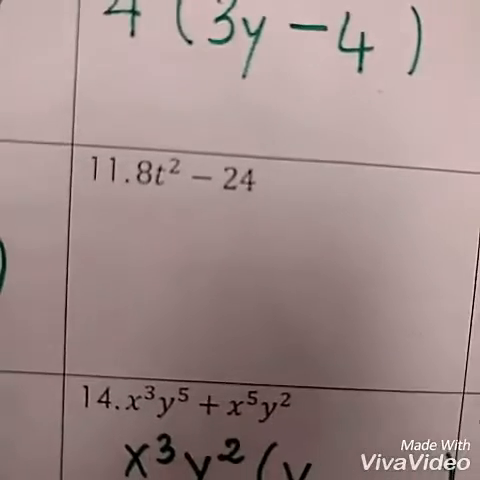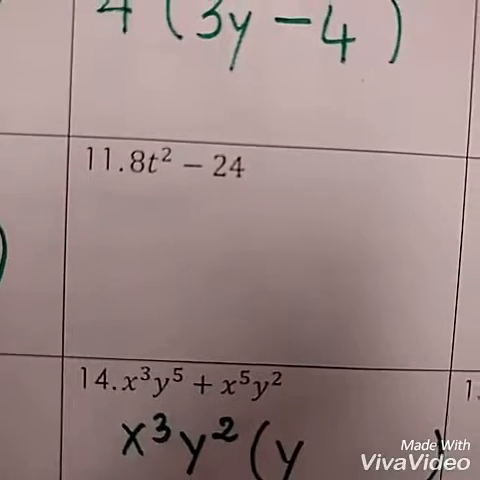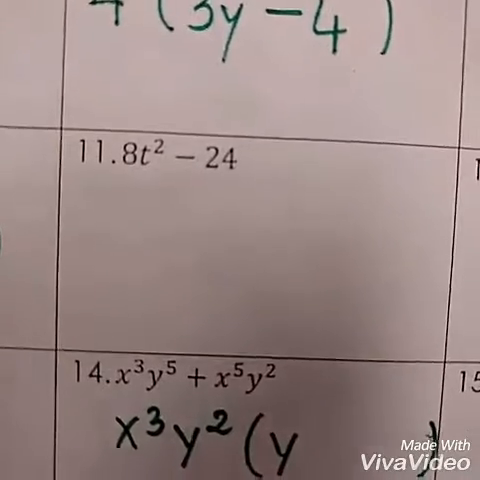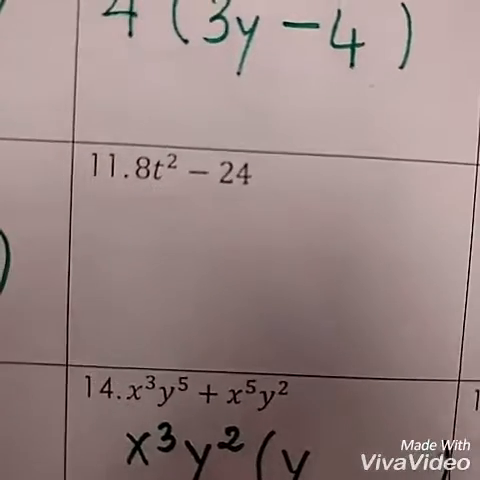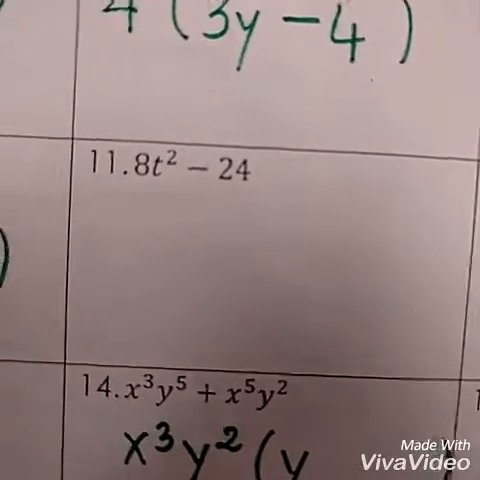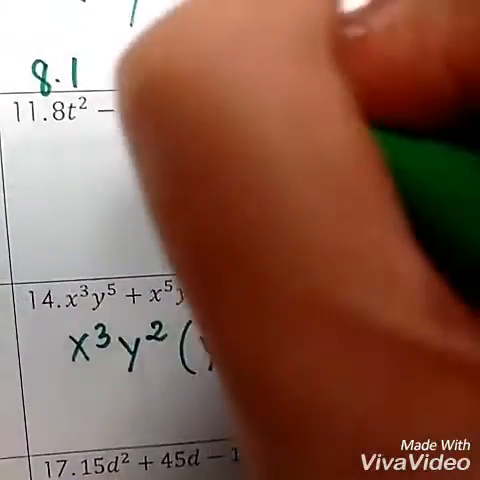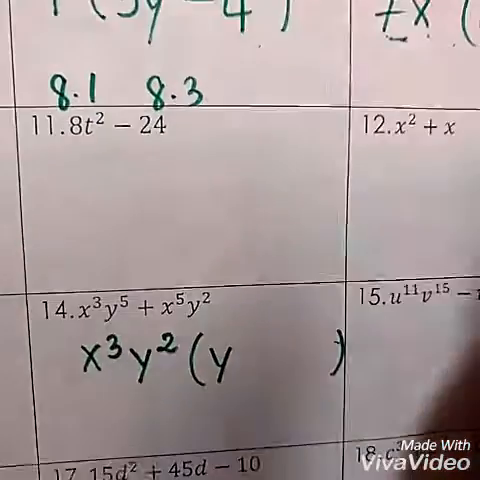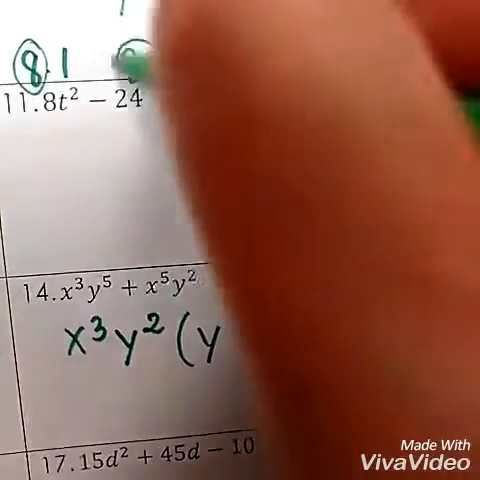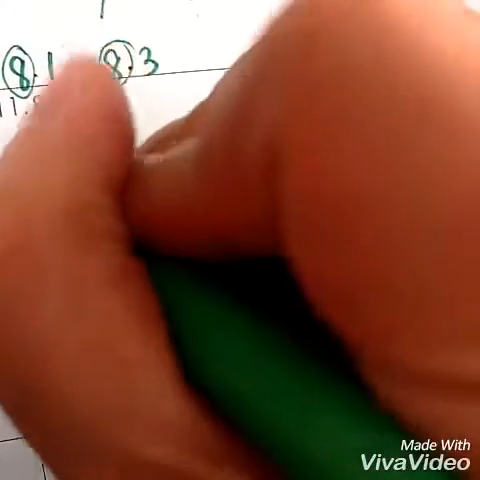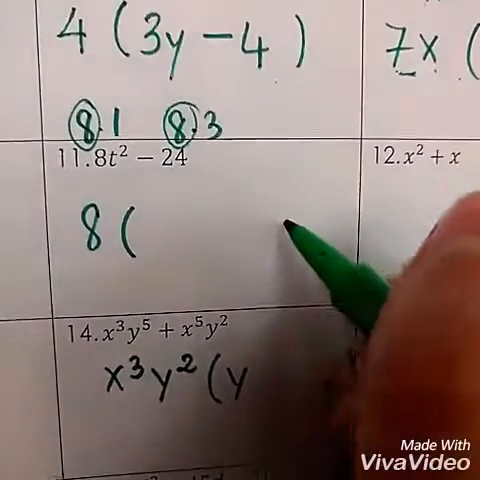Alright, second example, 8t squared minus 24. So first thing, we're going to find the number that 8 and 24 share, the biggest number they share, which is 8. So 8 times 1 gives you 8, 8 times 3 gives you 24. So I can go ahead and take out 8 right here.